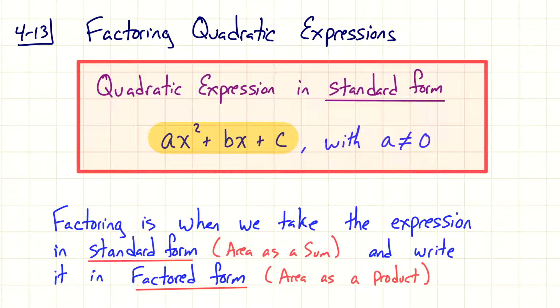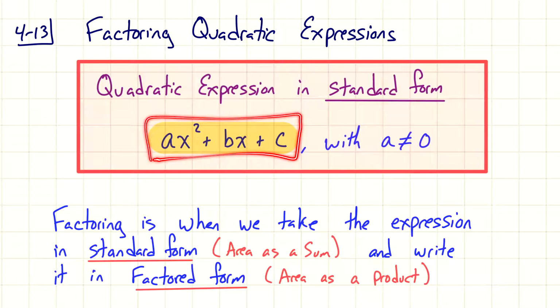In this case, we call these quadratic expressions. All these expressions we've been looking at look like this: ax squared plus bx plus c, where there's usually 3 terms you add together. It looks like the area as a sum.